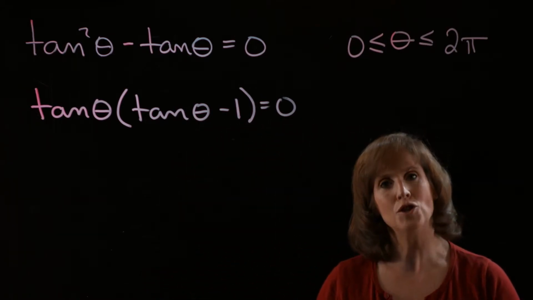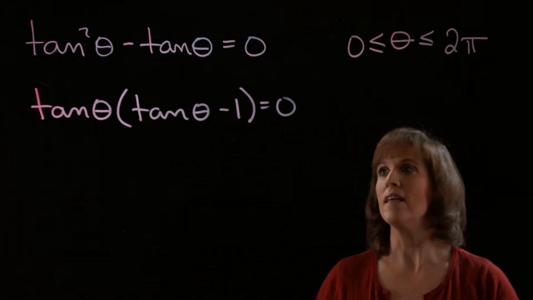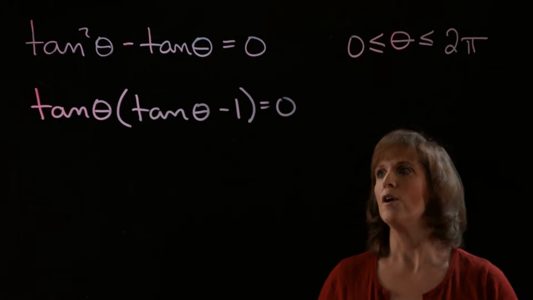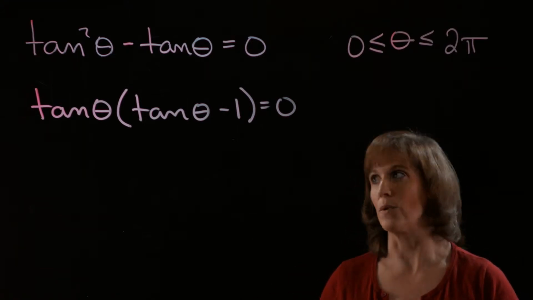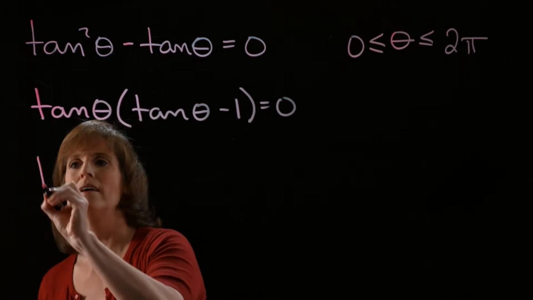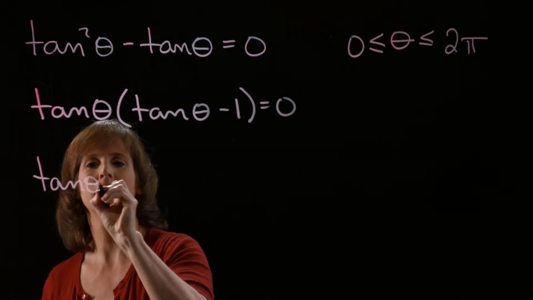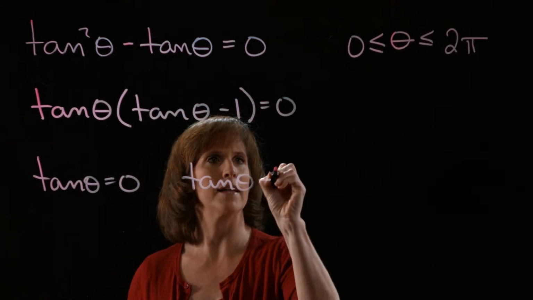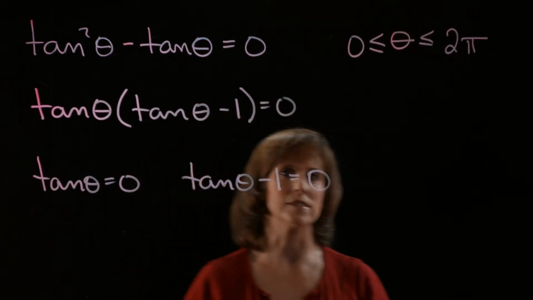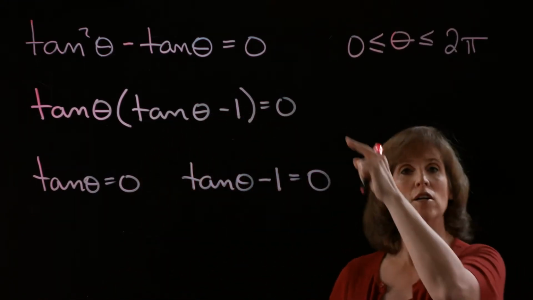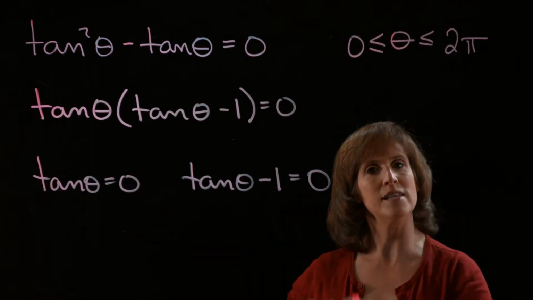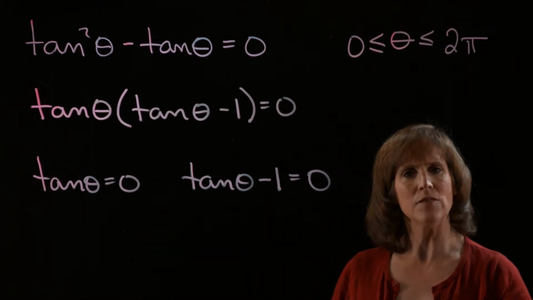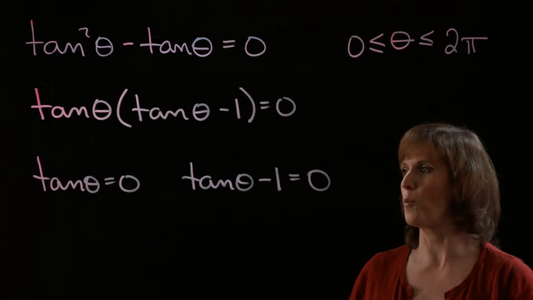Now I have two pieces that are multiplied together that equal 0. So one of them has to be 0. So either the tangent of theta equals 0 or tangent theta minus 1 equals 0. So I've gone from one complicated equation to two simpler equations. Now let's see if I can solve the two simpler equations.